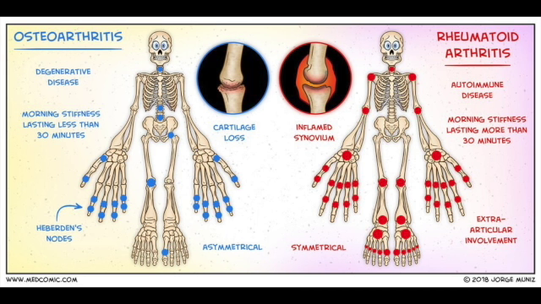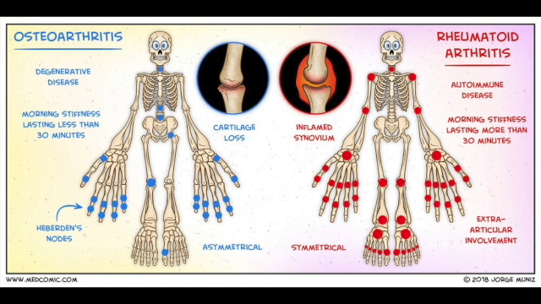Here we're going to go over the features in RA and OA. Primary joints affected in RA: wrists, metacarpophalangeal, proximal interphalangeal. DIPs are spared. For OA, we have DIPs and the thumb. The thumb is the carpometacarpal joint. Heberden's nodes are absent in RA, and in OA they're frequently present. Joint characteristics: soft, boggy, tender in RA, hard and bony in OA.